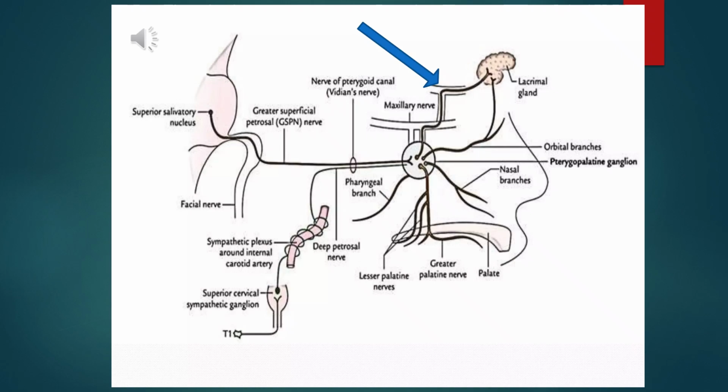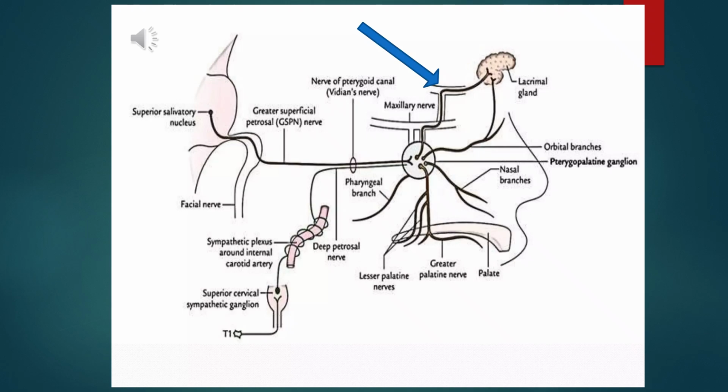These are the postganglionic secretomotor fibers to the lacrimal gland. So, the secretomotor supply of the lacrimal gland is as such. Preganglionic fibers reach the pterygopalatine ganglia, or sphenopalatine ganglia, through the greater superficial petrosal nerve. Here, relay of fibers occurs. Then postganglionic fibers arise. They run back into the pterygopalatine nerves of the maxillary division.